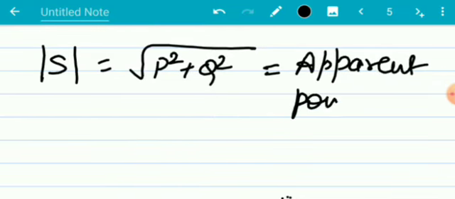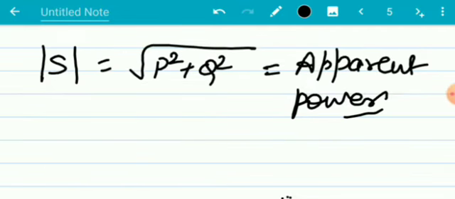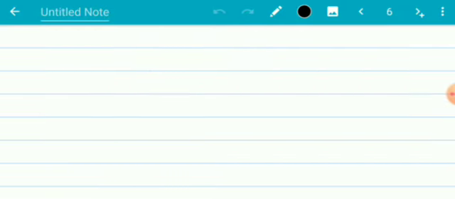So these are the things I told you before, that it gives us this information: the real power, the reactive power, and the third one we just calculated, the apparent power. Now further we will explain it in more detail.